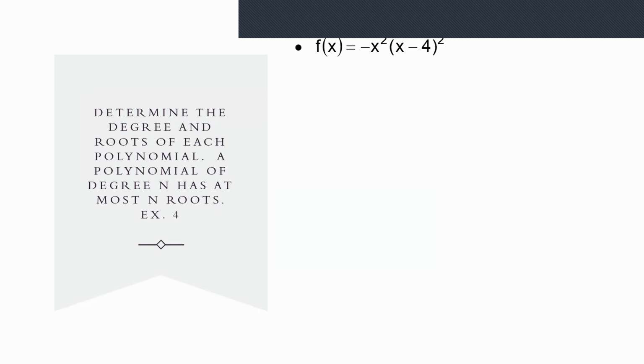All right, what do we get? Sorry. What's my degree? It's a fourth degree. And what are my zeros?